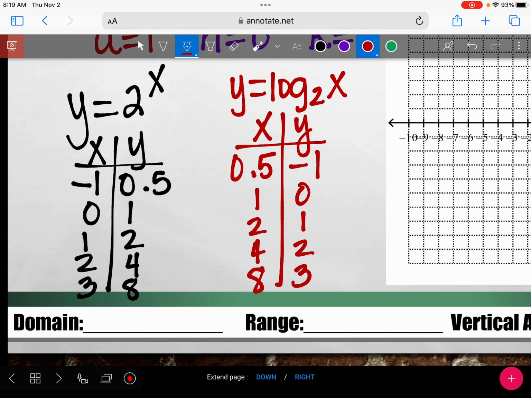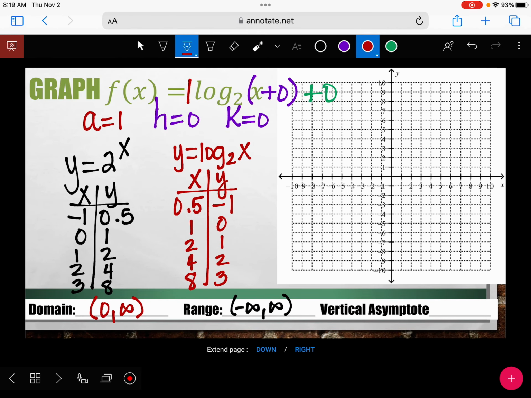Now, before I graph it, I want to fill in my domain, range, and vertical asymptote. What did we say h was in this graph? 0. So my domain will be 0 to infinity. The range never changes. For a logarithm, it is all real numbers. It's the opposite of an exponential. Everything in this graph is opposite of an exponential. And we have a vertical asymptote at x equals 0 or x equals h.